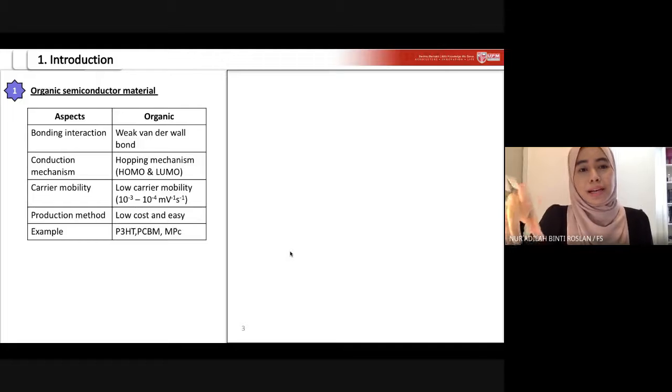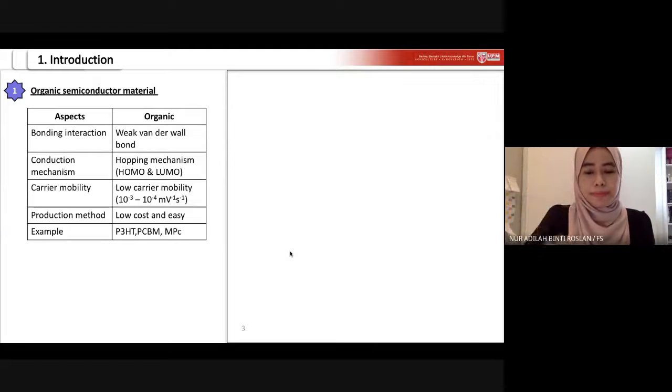In terms of price, obviously the organic material is way cheaper compared to inorganic silicon. That is why you can see that in the market right now, the industry and also the researchers tend to substitute the conventional usage of inorganic silicon with organic material. Like right now we can see in the market we have the OLED TV, right? The OLED comes from organic light emitting diode. That means it uses organic material as a display.